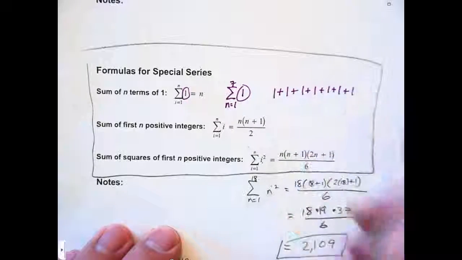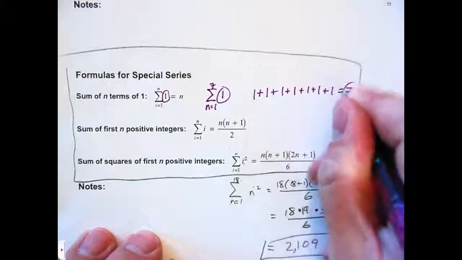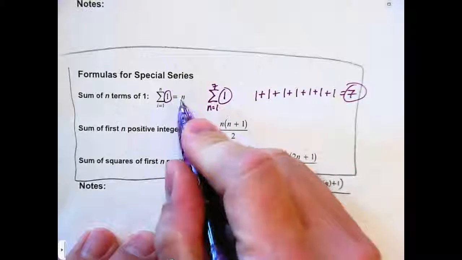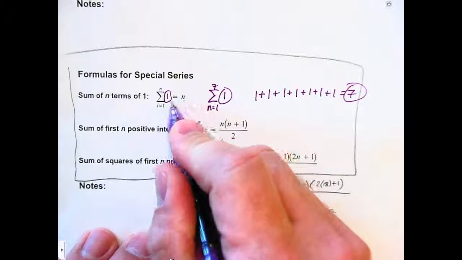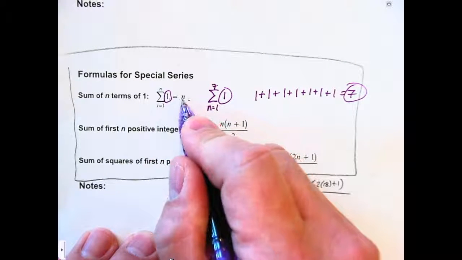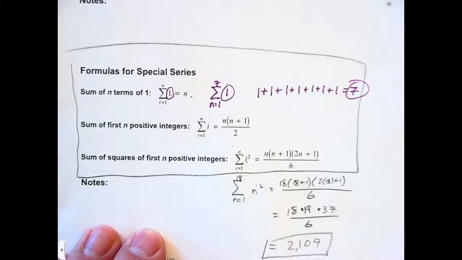I'm glad you guys didn't say like 50. That was your chance of getting me back for that problem. Okay, it's 7. That's your answer. That's why this says, hey, if there's n terms and the rule is 1, it's just whatever n is. If it's 3 million, then your answer is 3 million because you're adding 1 3 million times. Okay? That'd be a lot of 1s.